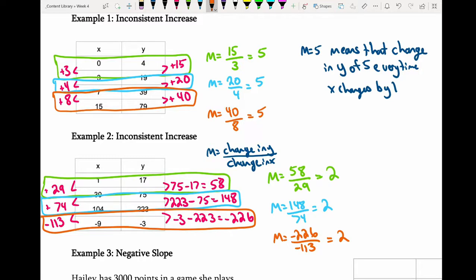So again, if it's a linear relationship, we should be finding that the slope is the same regardless of which 2 points we use. You don't need to go through and do this 3 different times. If we're given the table and we're told it's linear, all you need to do is pick 2 points, find the change in y, and find the change in x, and that will be your slope.